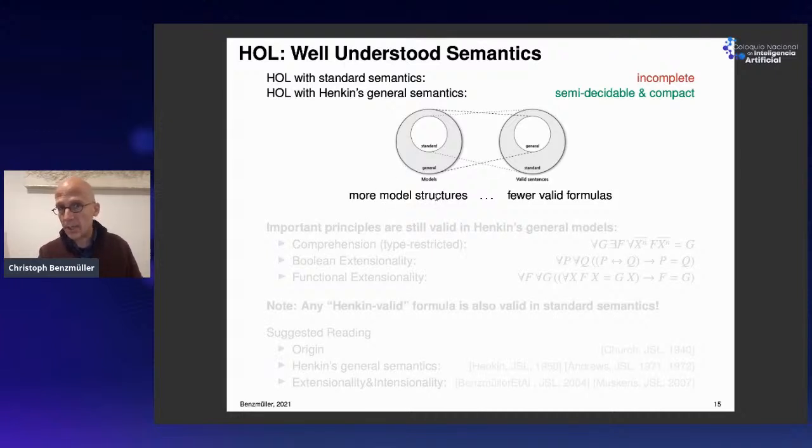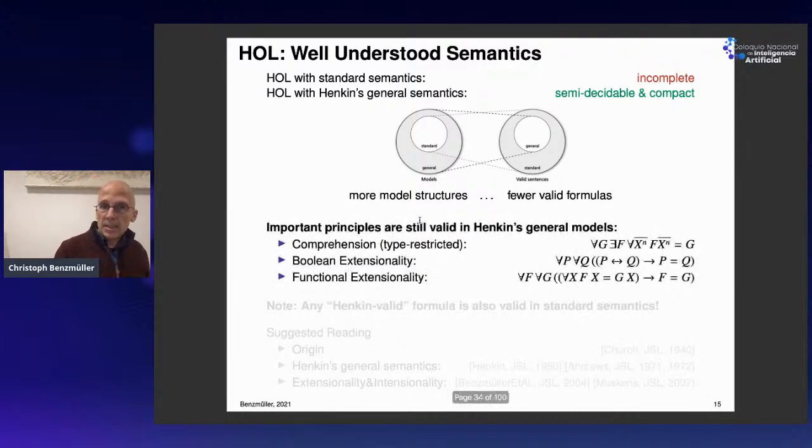That gives you more model structures, but it means fewer valid formulas, of course, because you evaluate valid formulas against all the model structures you are studying. So you have now more model structures. But if you do that, important principles are still valid, even though you lose a few statements here. So you have fewer valid formulas, but the essential principles you're after in a classical logic setting are still valid with respect to Henkin's general models. And in practice, in mathematics and practical application areas, if you don't do meta-mathematics, you would hardly notice the difference between Henkin and standard semantics anyway.